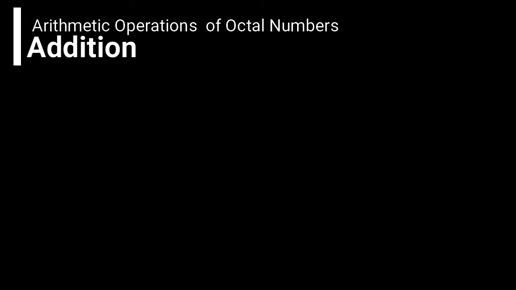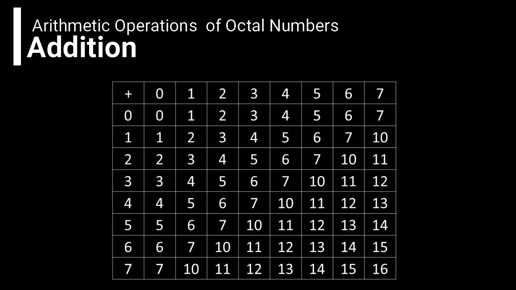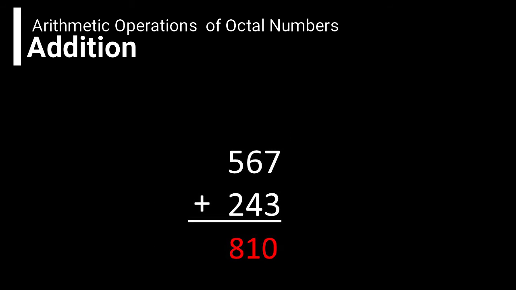The octal system has a base of 8 that includes 0, 1, 2, 3, 4, 5, 6, and 7. Octal arithmetic operations are done in the same way as decimal arithmetic operations. The following is an addition table for octal numbers. For example, we have 567 plus 243. 7 plus 3 is equal to 10. Then 6 plus 4 plus the carry 1 is 11. 5 plus 2 plus the carry 1 is 8.